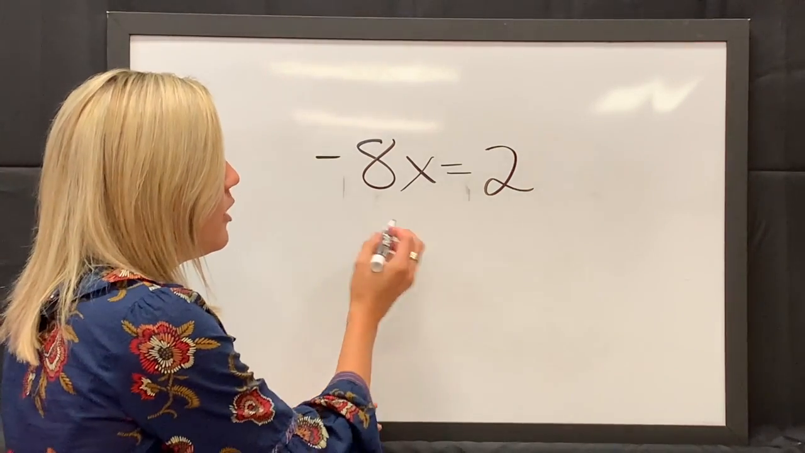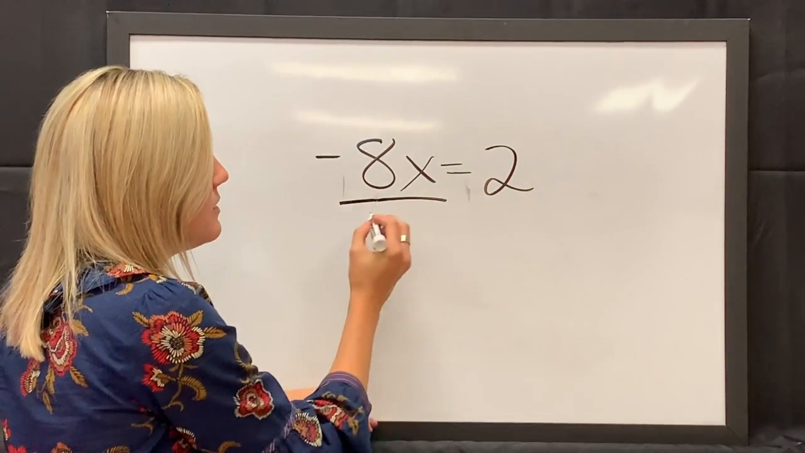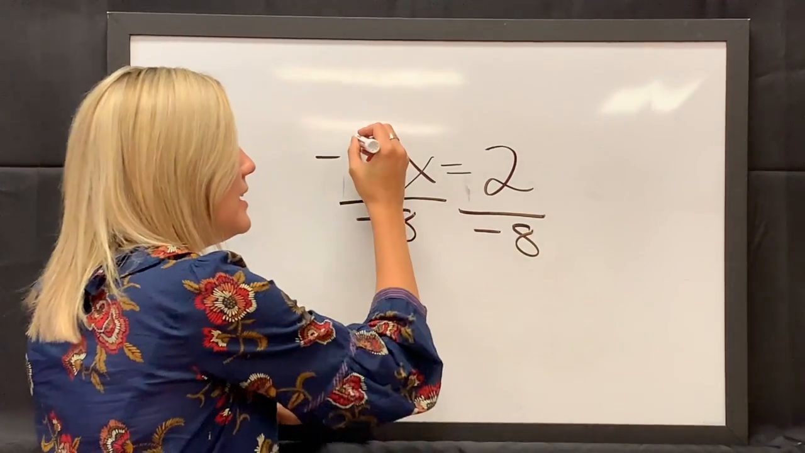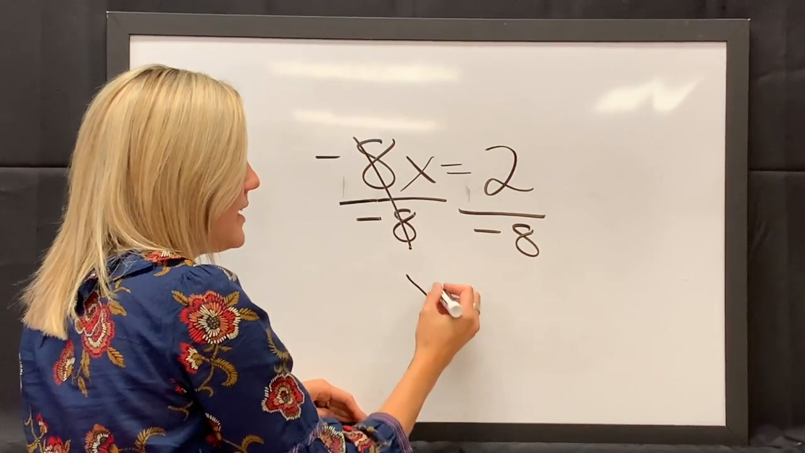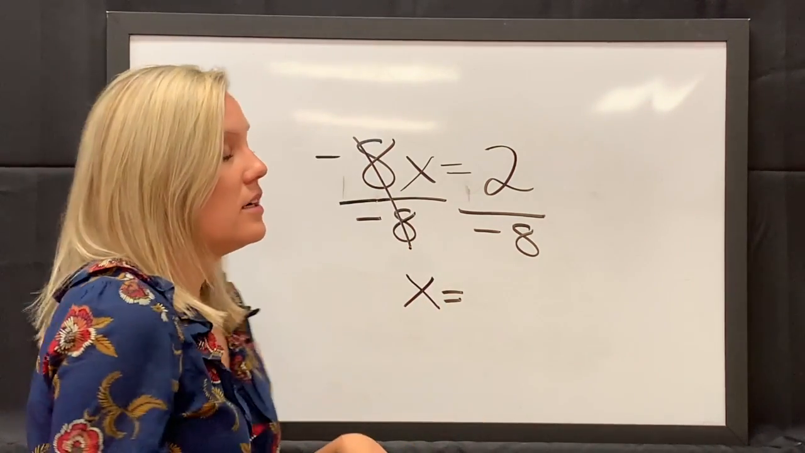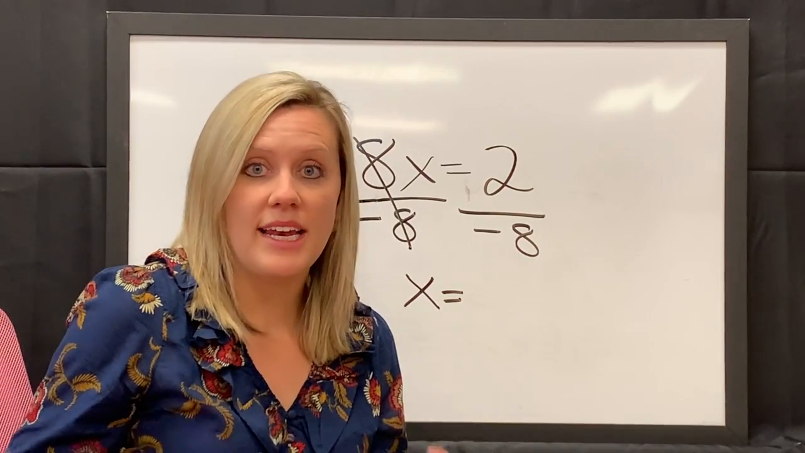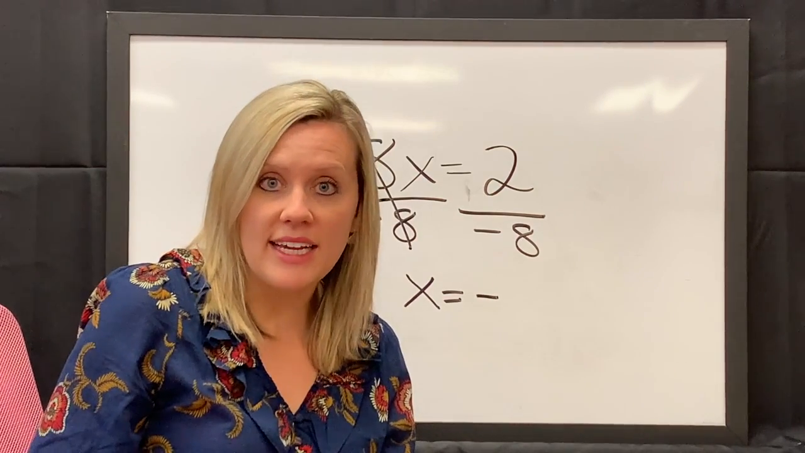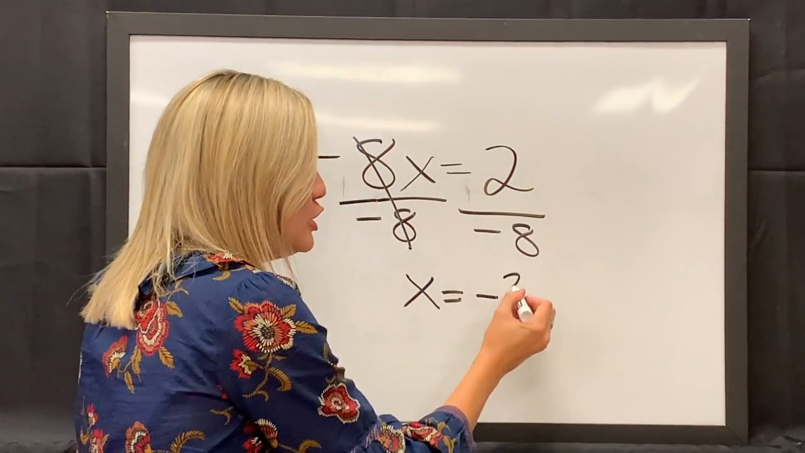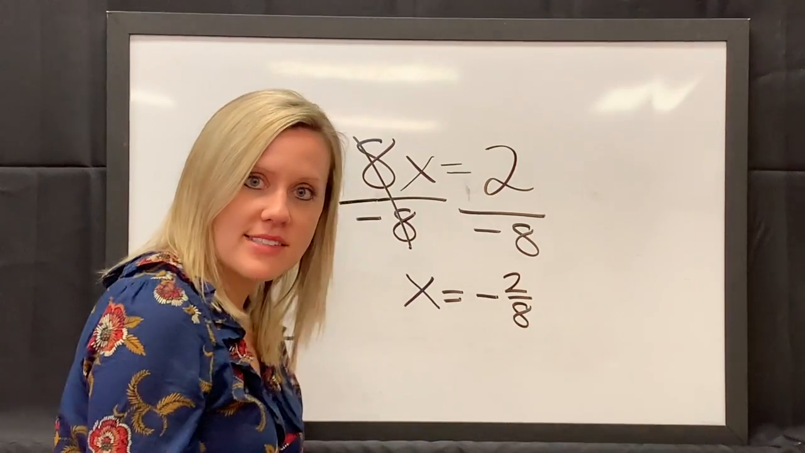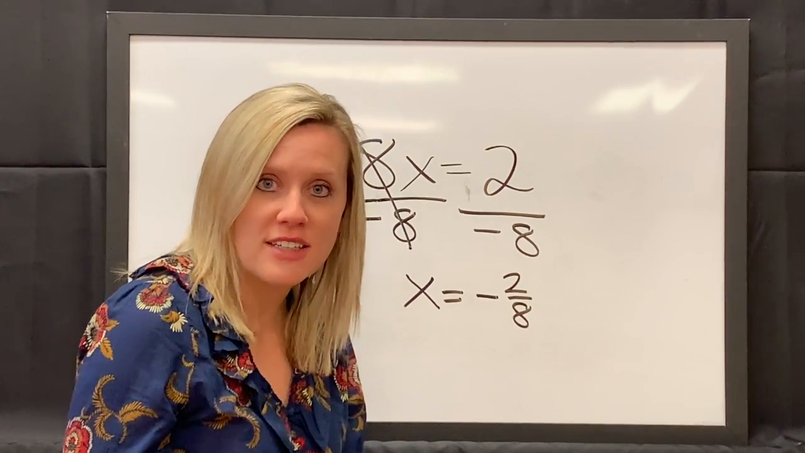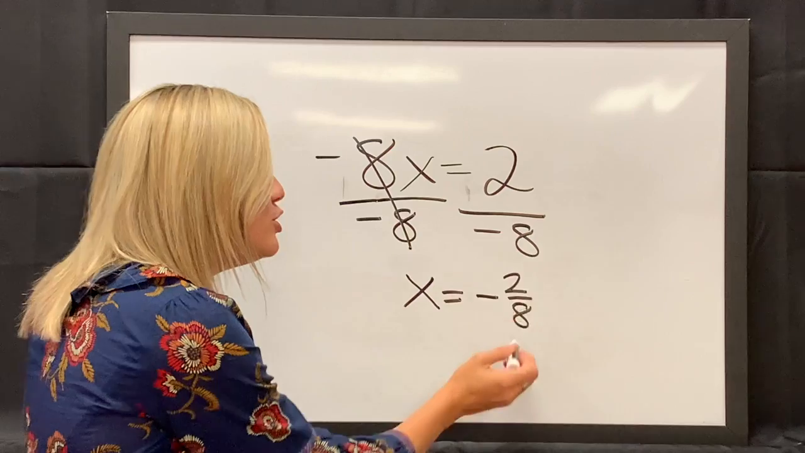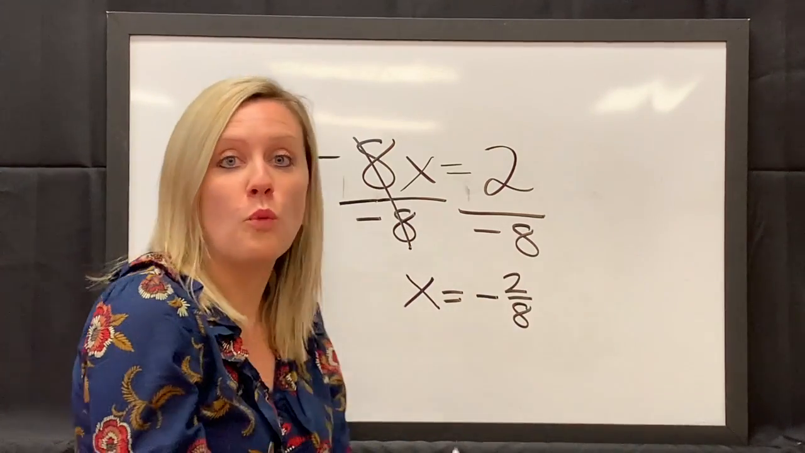So I'm just going to follow my same steps that I've been doing, and I am going to divide by -8, divide by -8. These will cancel, and I'll have x equals, well, a positive divided by a negative is going to give me a negative, and then 2 divided by 8 is 2/8. Okay, we're going to keep it as a fraction. The only thing we need to do now is reduce it, okay? So 2/8 reduces to 1/4.